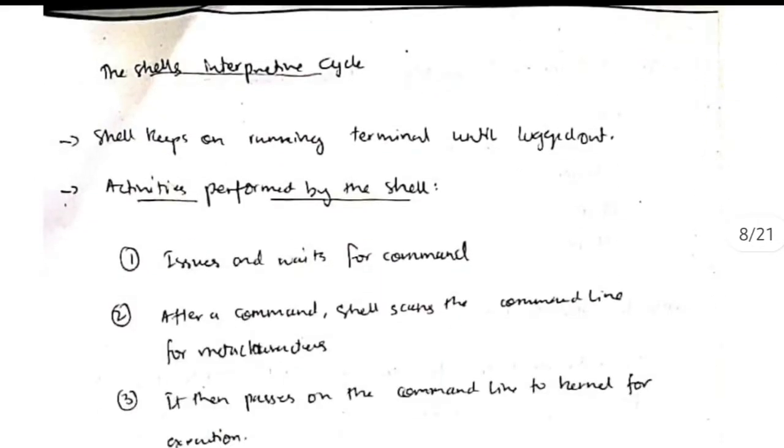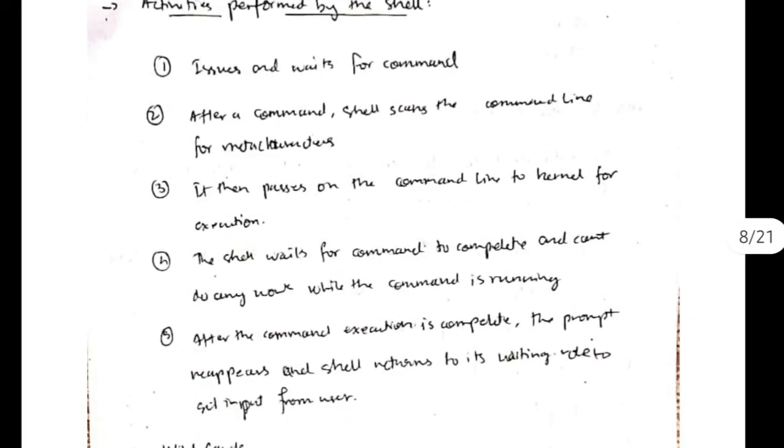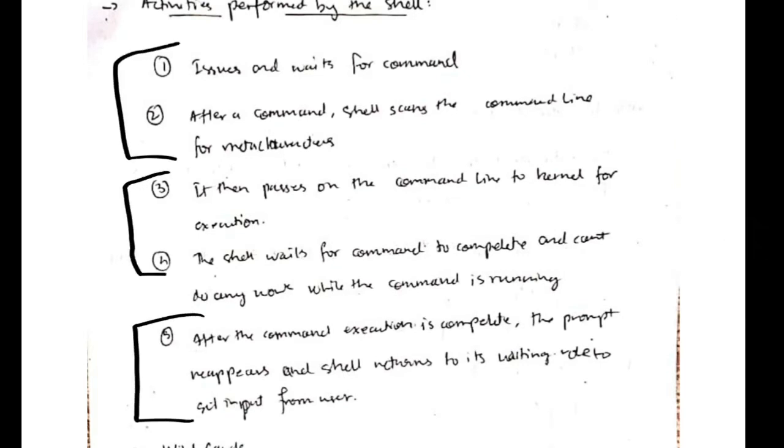Now let's move on to the shell interpretive cycle. The shell interpretive cycle means the shell keeps on running the terminal until you log out. Okay, so what are the activities performed? Here are the activities performed. Basically it takes the command, performs the execution, and sends the output.